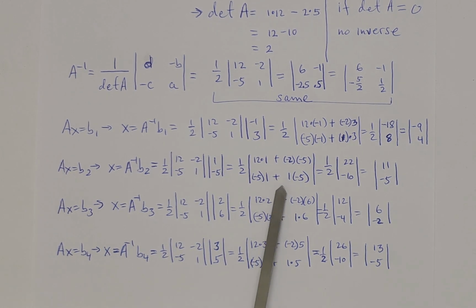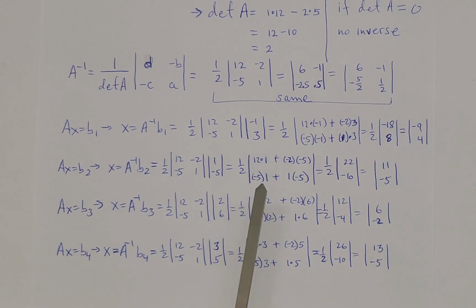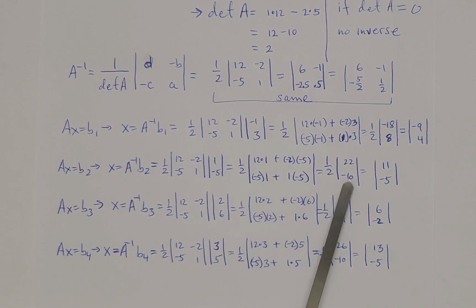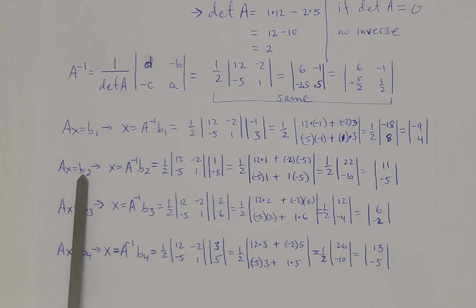Again, don't forget the plus in the middle. Now let's multiply and add them. This gives me 12, this gives me 10, so 12 plus 10 is 22. Negative 5, so negative 10. Multiply by 1 over 2, that gives me 11 and negative 5. So this is the solution for B2.